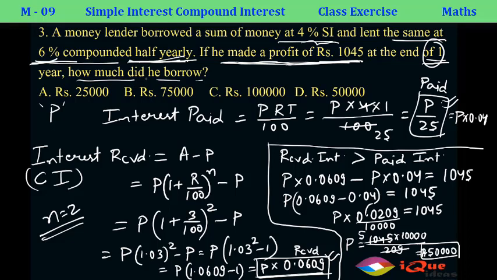The question is asking how much did he borrow? That means he borrowed P. That is 50,000 rupees, which is option D. That is the correct answer. Alright, now let's go to the next question.